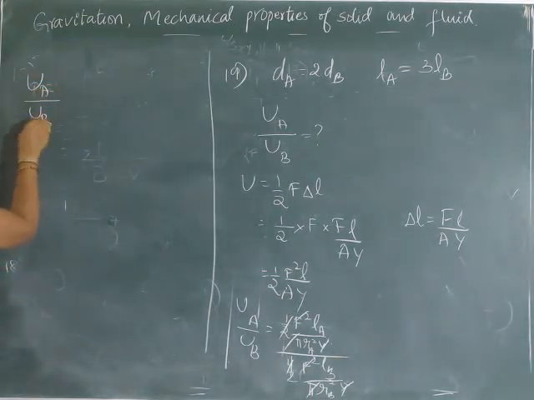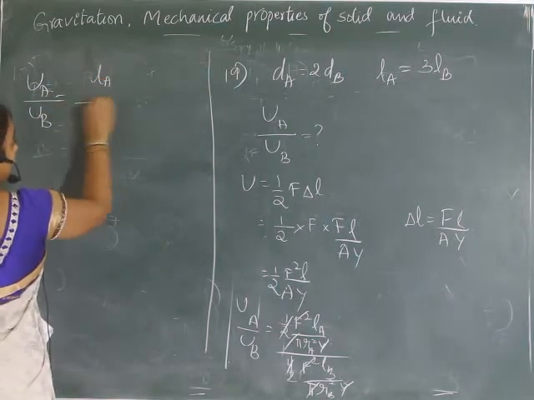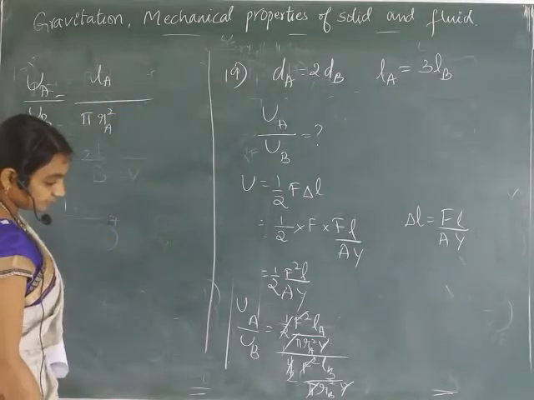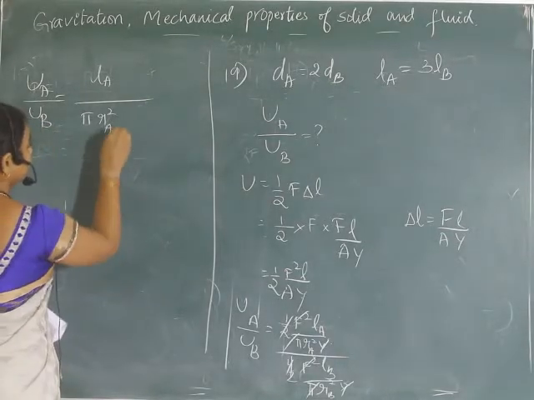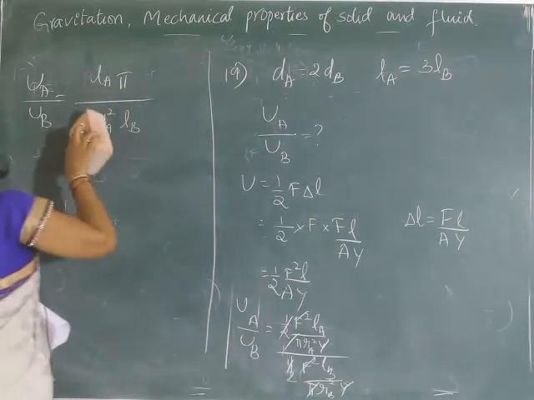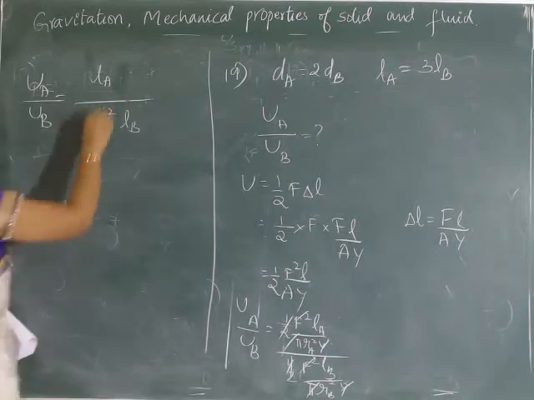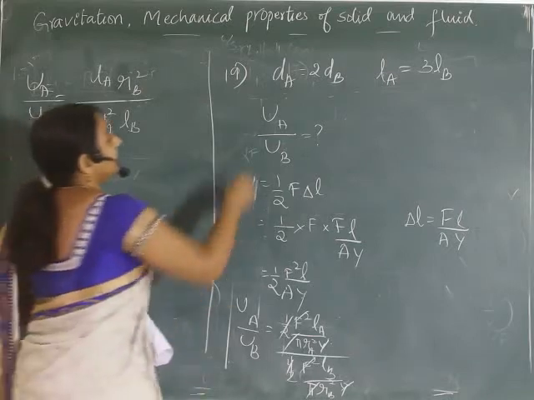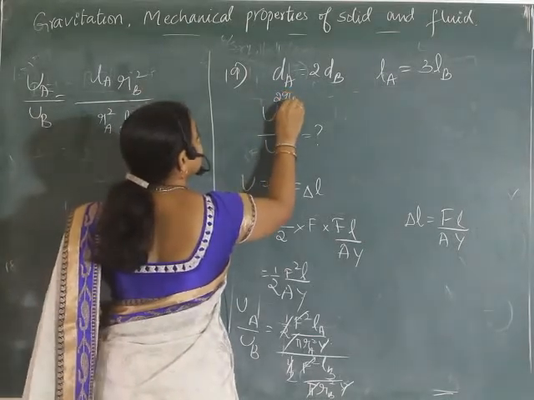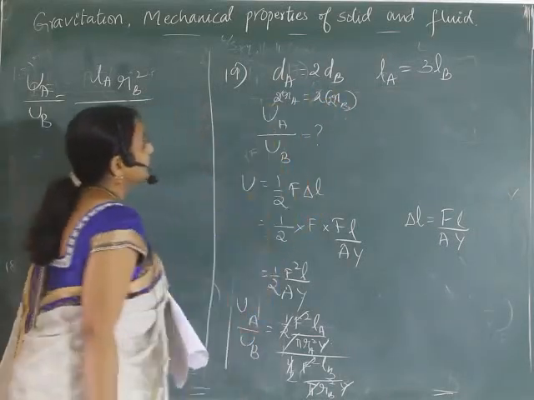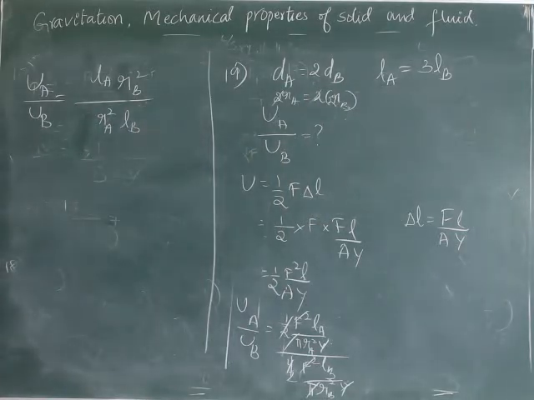UA by UB is equal to LA by pi RA square into LB by pi RB square. Pi also got cancelled. Correct? Diameter is nothing but twice the radius. So RA is equal to 2RB.